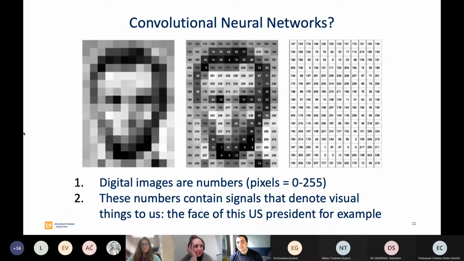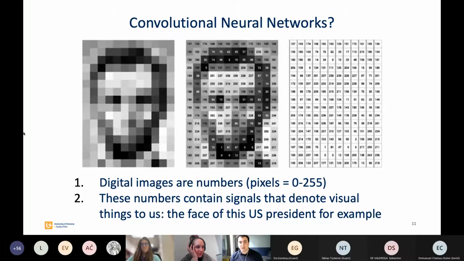You can see that Abraham Lincoln, I hope some of you might have recognized him, here consists of all sorts of small dots on the screen, which are called pixels. And all these pixels have a number, a pixel value between 0 and 255, which denotes its visual intensity. So in the end, all these grids of numbers, these pixel values, contain a visual signal that denotes visual things to us.